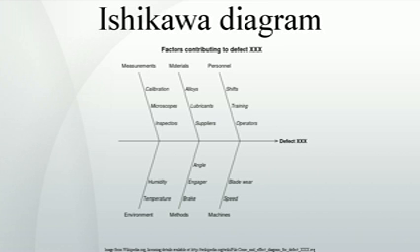Common uses of the Ishikawa diagram are product design and quality defect prevention, to identify potential factors causing an overall effect. Each cause or reason for imperfection is a source of variation. Causes are usually grouped into major categories to identify these sources of variation.